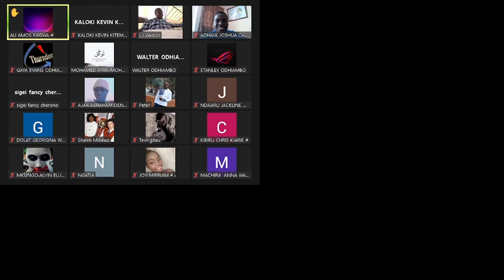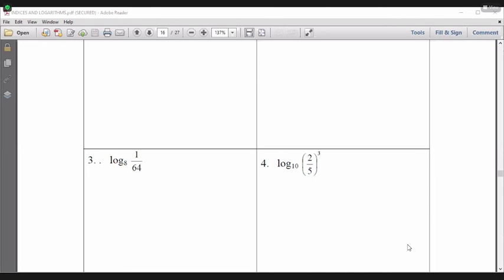I was saying 1 over 8 squared is the same as 8 power negative 2, isn't it? Yes. And therefore, log to base 8 of 8 power negative 2 is the same as negative 2 times log to base 8 of 8. Yes, sir. That answers our sister who went quiet.